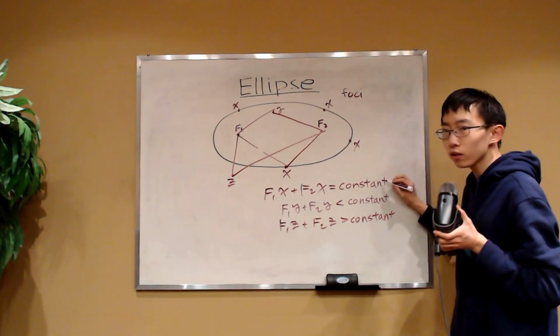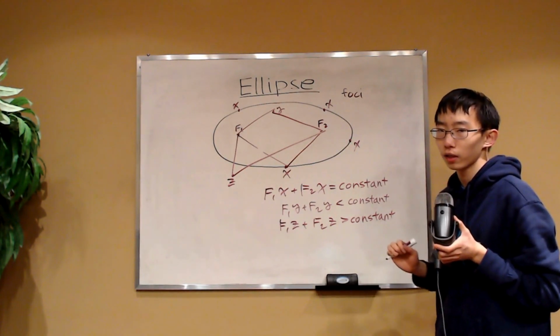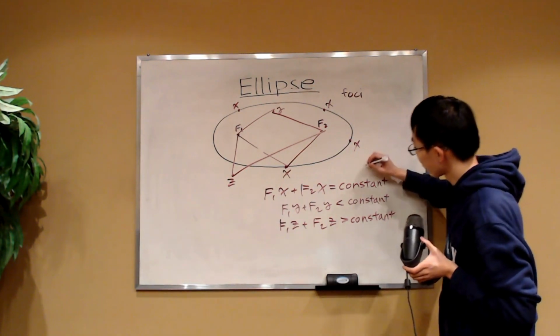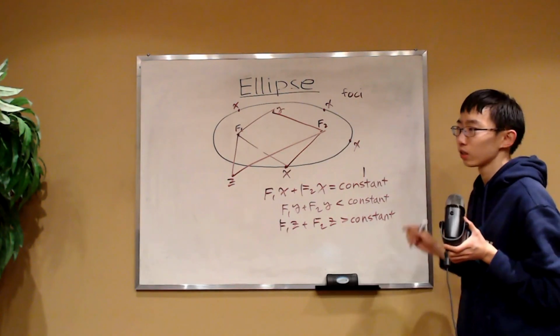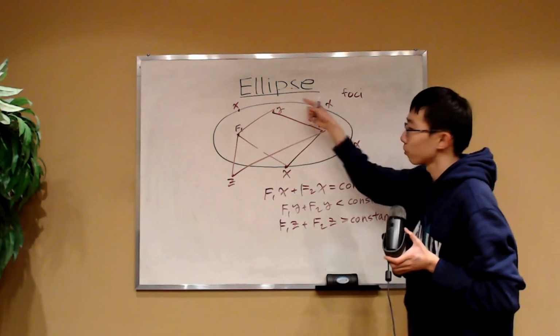Now, the value of this constant can basically determine how big the ellipse is. So it can be something like just 1, or it can be like 2. Basically, the value of this can determine what the size of the ellipse is.